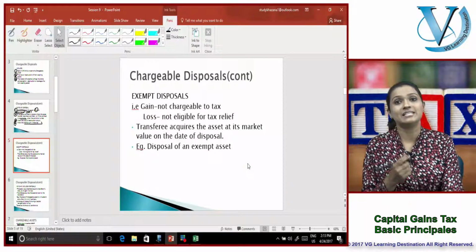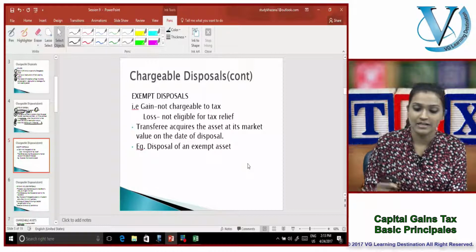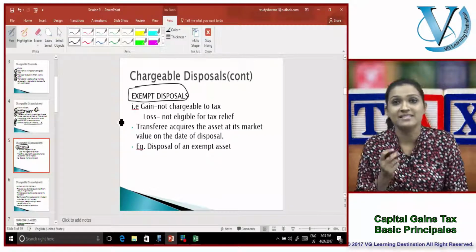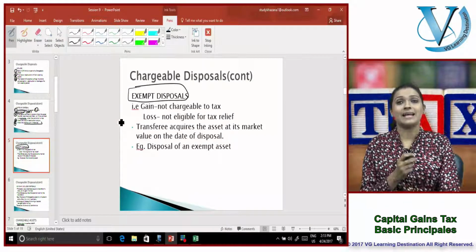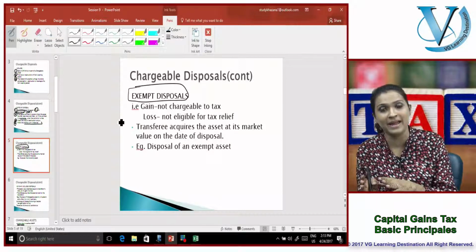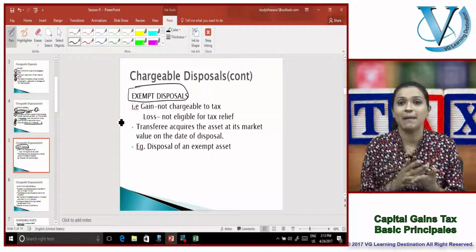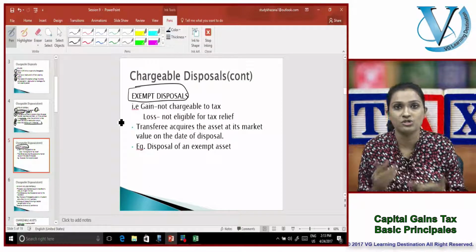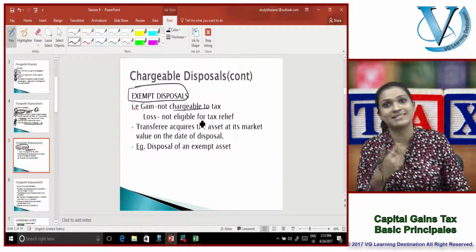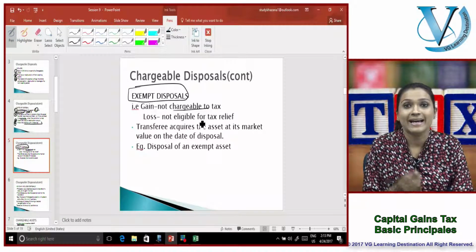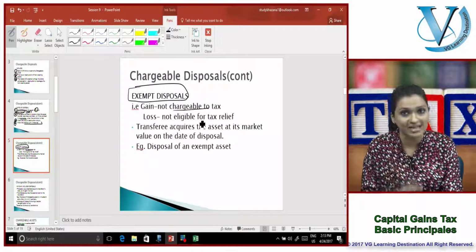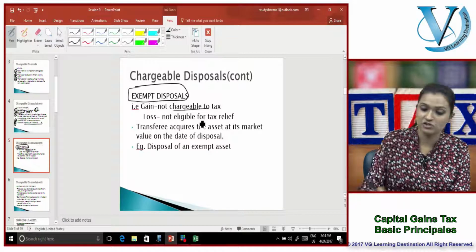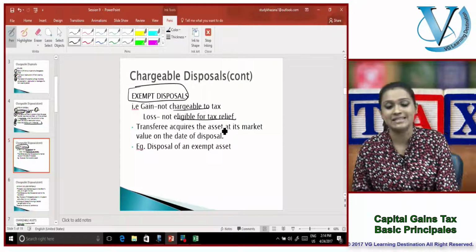So basically, a disposal which is considered an exempt disposal. Let's have a look at disposals which are exempt from any CGT liability. Because they are exempt disposals, such a disposal does not attract any capital gains tax liability. So gains are not going to be chargeable to tax, and a loss is thus not going to attract any sort of relief. On losses we have reliefs, but a loss incurred on an exempt disposal is not eligible for any tax relief.